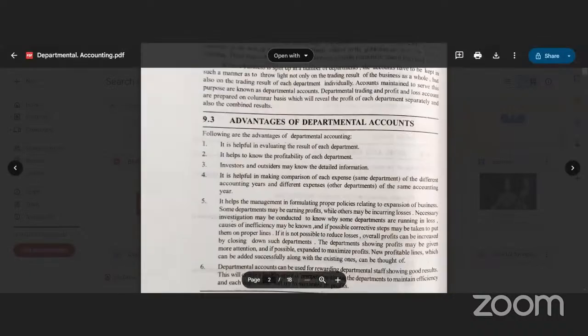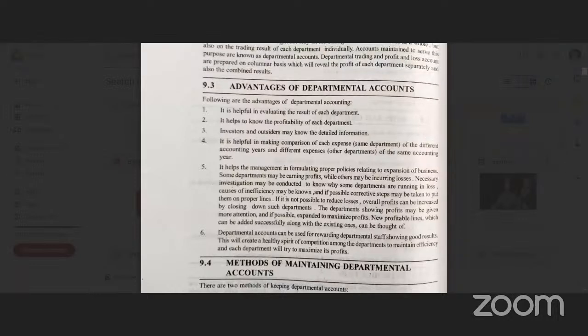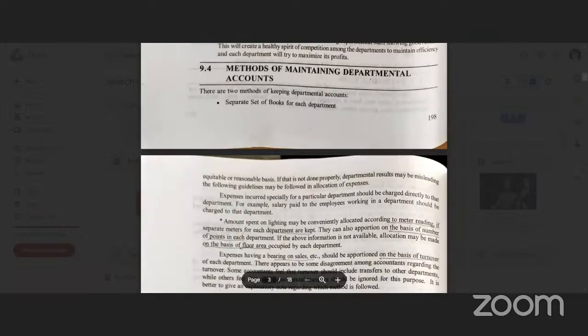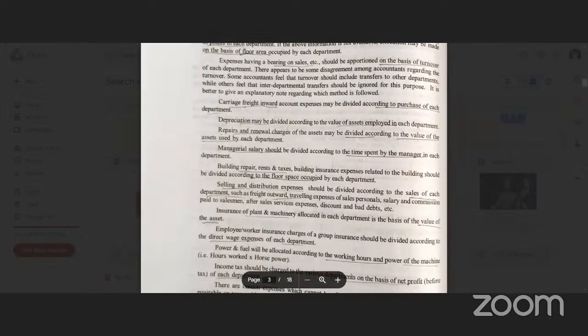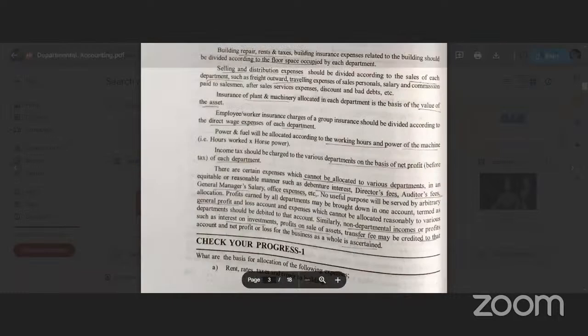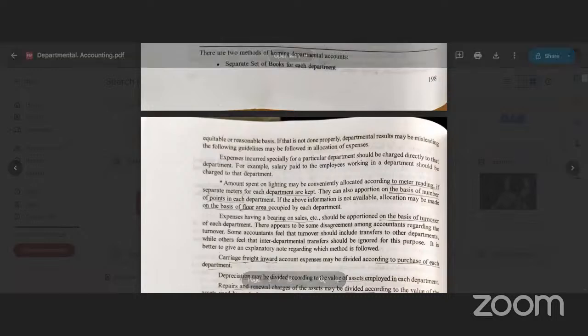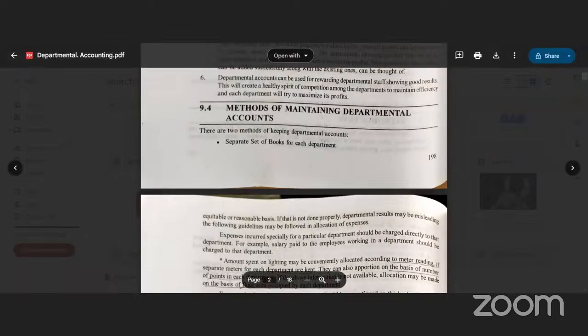Commerce. See, take this in the departmental accounts. Advantages of departmental accounts, and then how you do this particular allocation of various expenses.